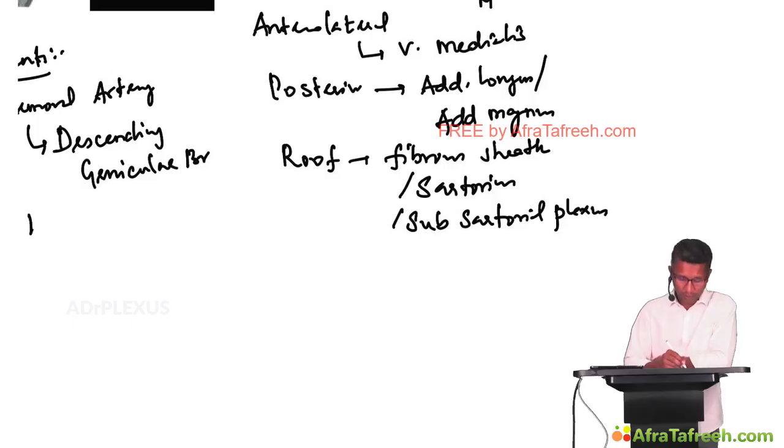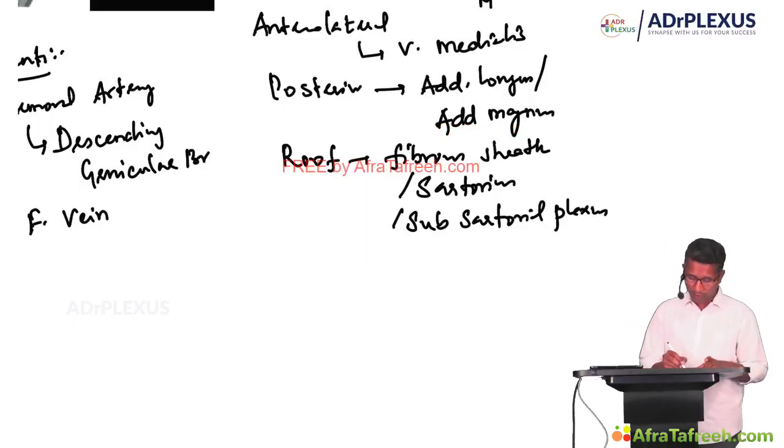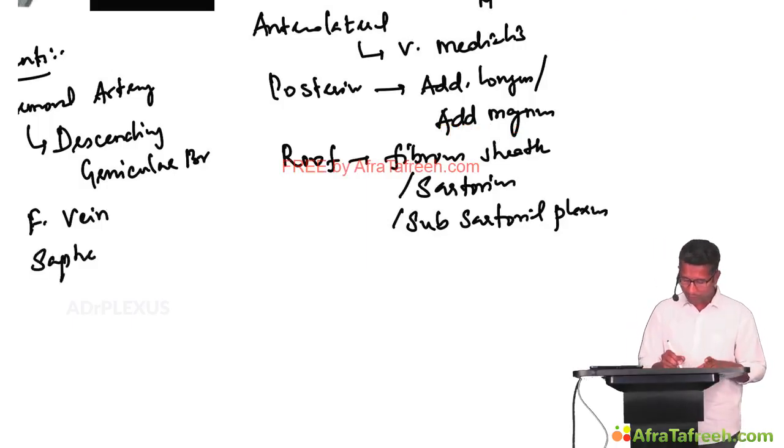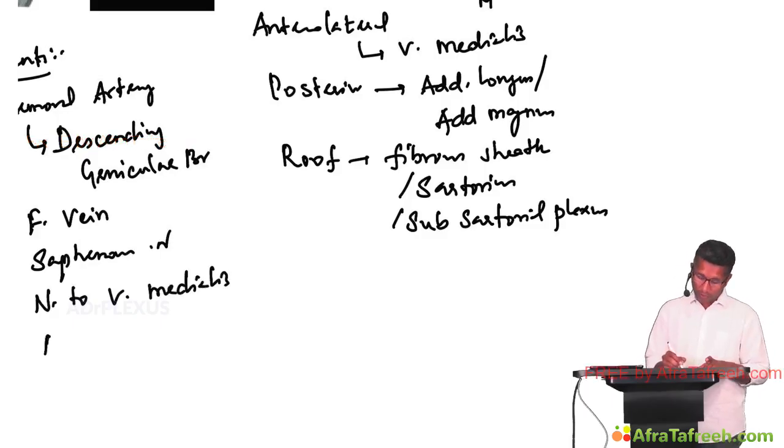Next you have the vein. What vein is it? It is the femoral vein which is seen here. You have a number of nerves here. One such nerve is the saphenous nerve. You get the nerve to vastus medialis in the canal, and you will also get the branches of the obturator nerve here.